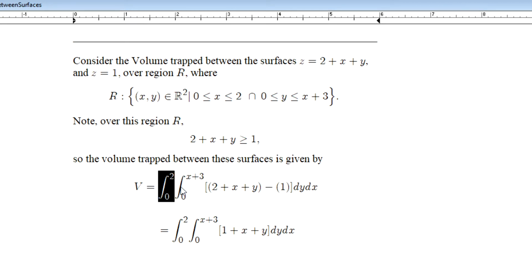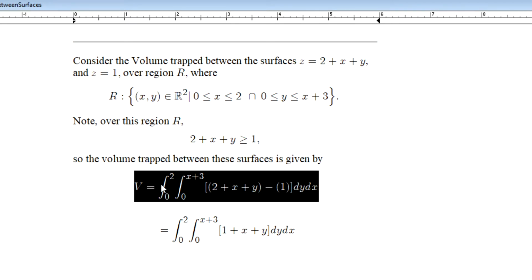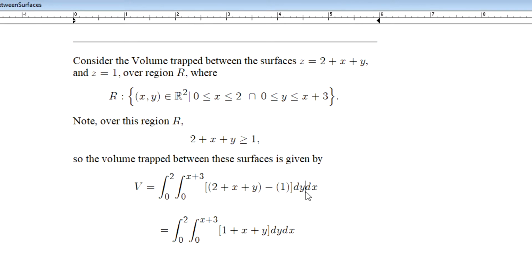An integration that happens on the outside with respect to x from 0 to 2, and on the inside with respect to y across these functional values of x from 0 to x plus 3. Inside this integral, we are going to take the difference of our two functions: m, which is given by 2 plus x plus y, m being the bigger of the two outputs, minus this function for n. N is just the surface z equals 1, n being smaller than our value for m.